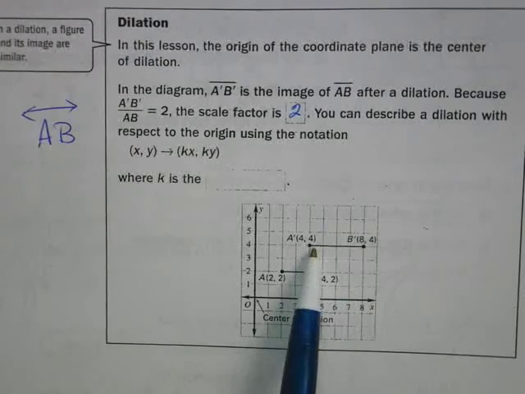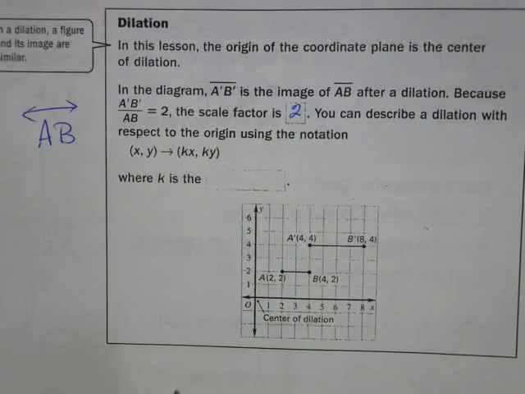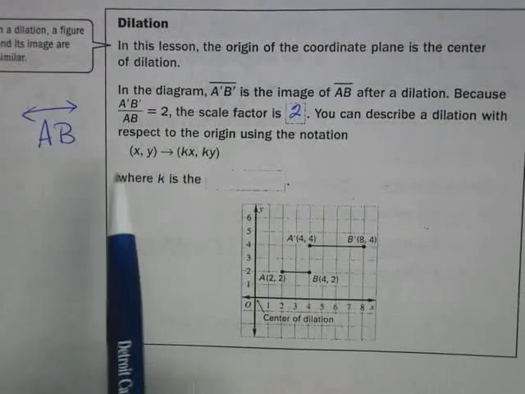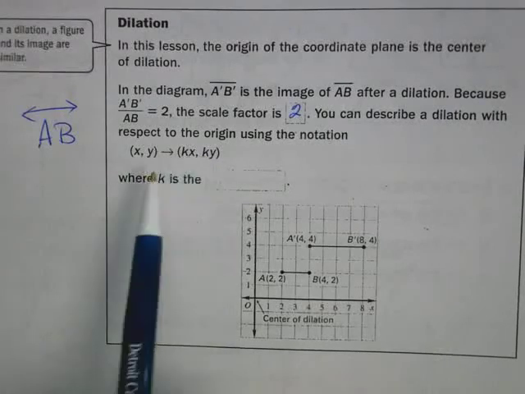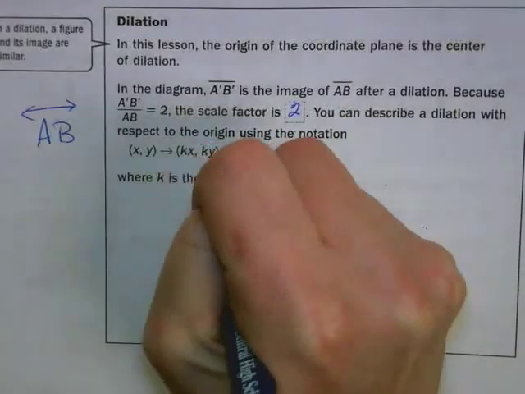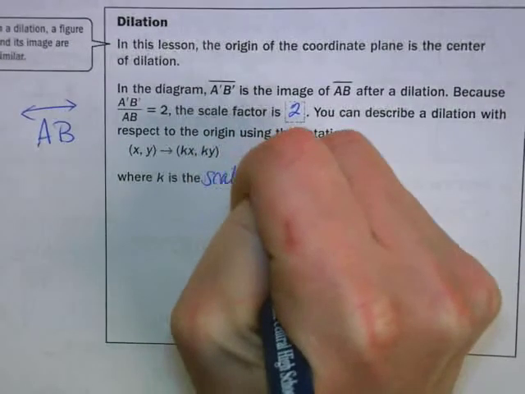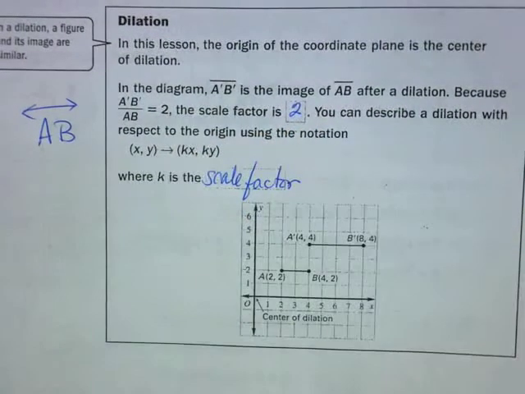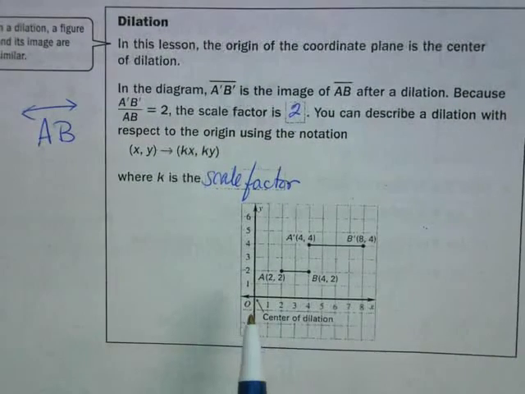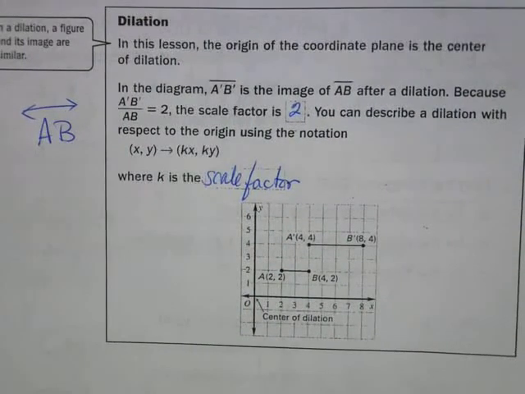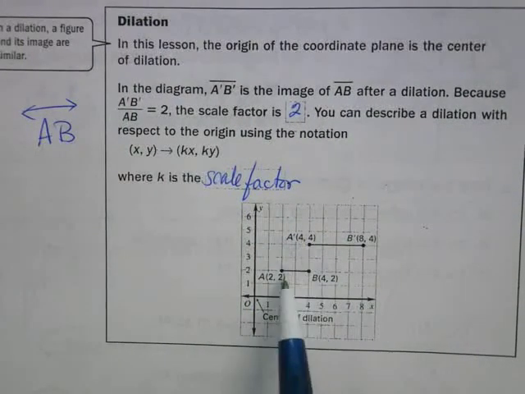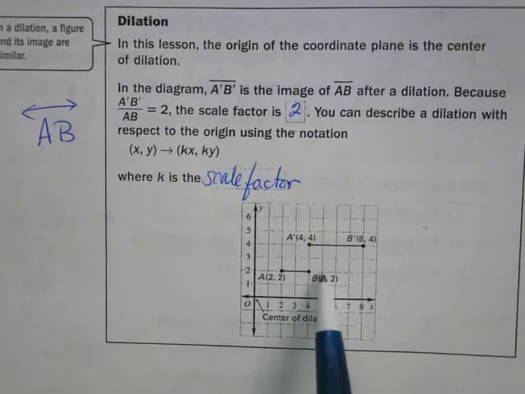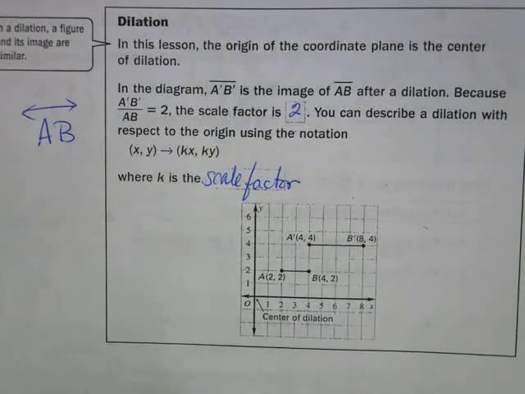Okay? So it says you can describe a dilation with respect to the origin using this notation. What am I multiplying x and y by? K is the scale factor. So whatever you did to the x and y's, that's the scale factor. So in this problem, if I said, what's the scale factor? You would say 2, because, sorry, times 2 is 4. 2 times 2 is 4. 4 times 2 is 8. 2 times 2 is 4. So that's the scale factor.